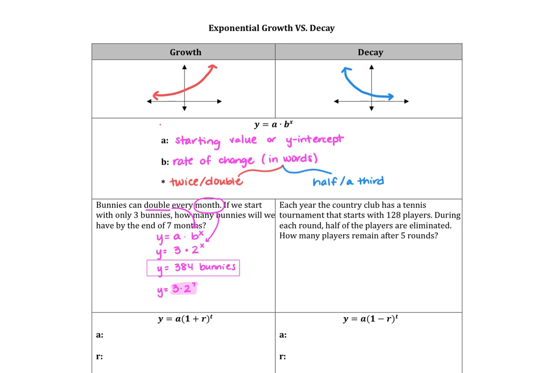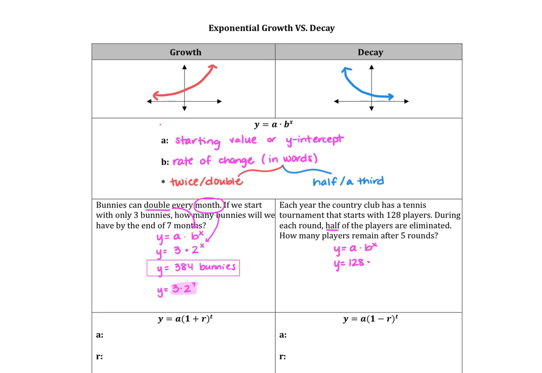Now I know this is an example of decay because I see the word half, and because I see that the rate of change is in a word format, I know I'm going to use the equation y equals a times b to the x. I'm going to plug in what I know. Remember, the a is the starting value. I'm going to start with 128 players, so that goes in for a.